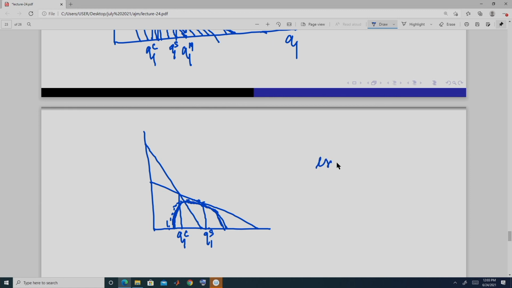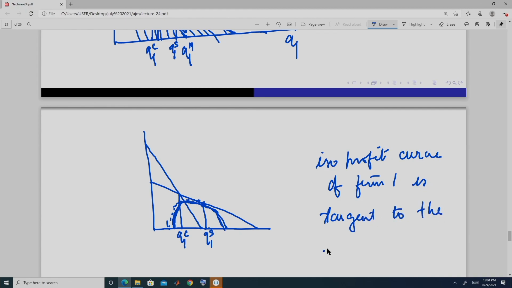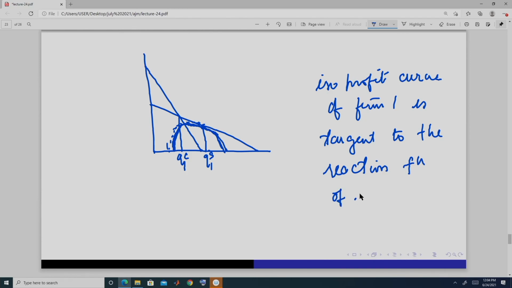So, the isoprofit curve of firm 1 is tangent to the reaction function of firm 2, right, and this is the Cournot output, right. So, this passes through this isoprofit and this is the Stackelberg.